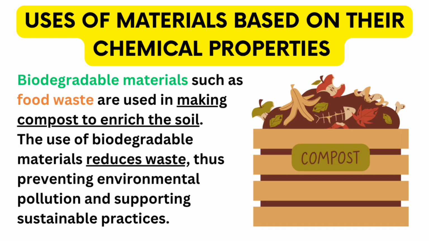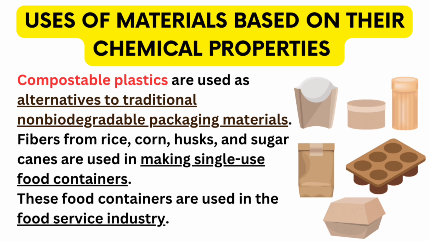Biodegradable materials such as food waste are used in making compost to enrich the soil. The use of biodegradable materials reduces waste, thus preventing environmental pollution and supporting sustainable practices. Compostable plastics are used as alternatives to traditional non-biodegradable packaging materials.